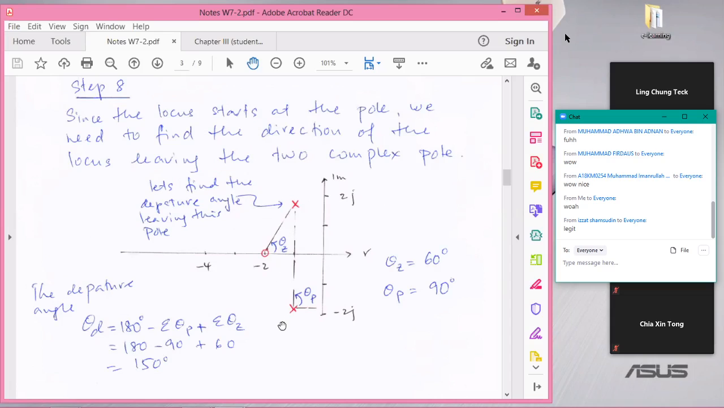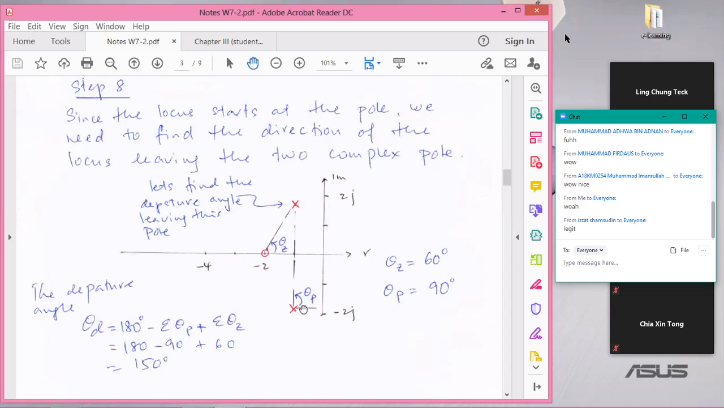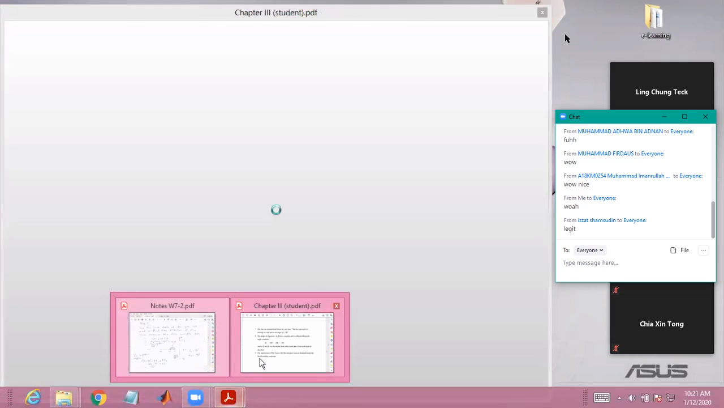You don't need to compute the second departure angle from the second pole because the root locus is symmetrical about the real axis. Once you get your first departure angle, the departure angle from the conjugate pole of your complex pair is just the mirror image of that. It is going to be -150 degrees. All you need is to find one departure angle.